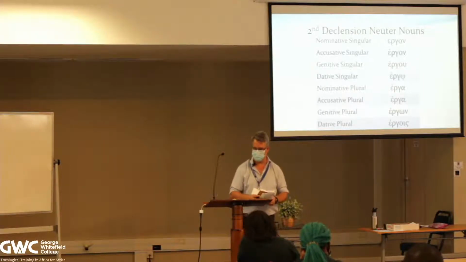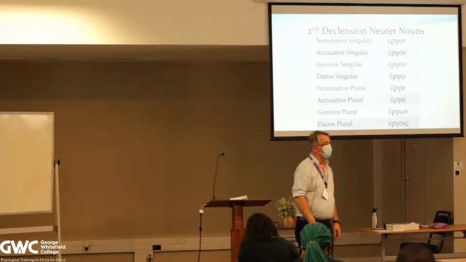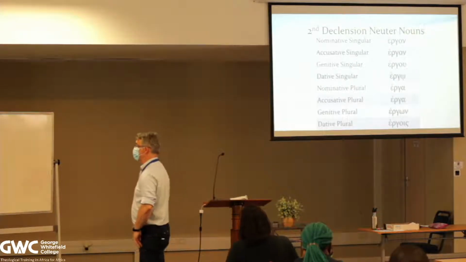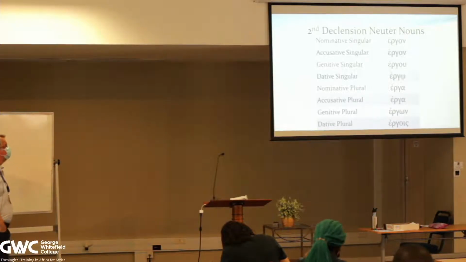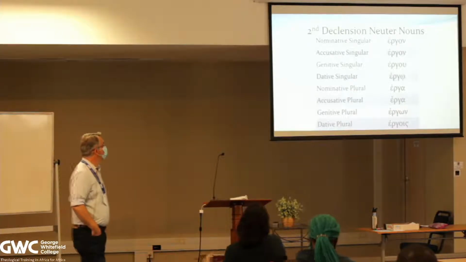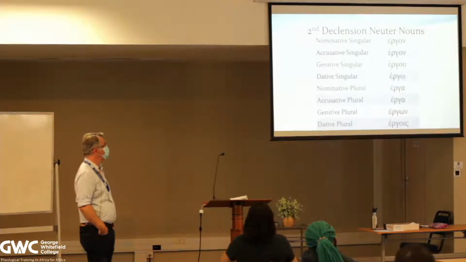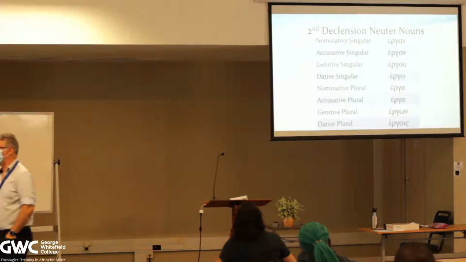Here is your second declension neuter noun paradigm. And you know what? There's a lot of good news. There's some good news when it comes to ergon and our second declension neuter nouns. Because just like with the article, firstly, the nominative and accusative singular and the nominative and accusative plural are the same. That's nice. Remember that. You halved your learning. Just easy.